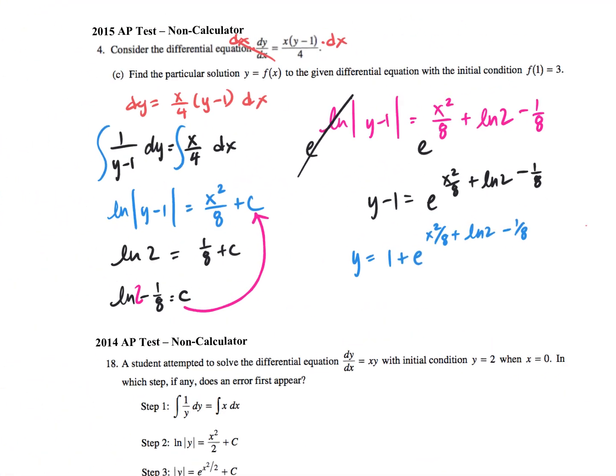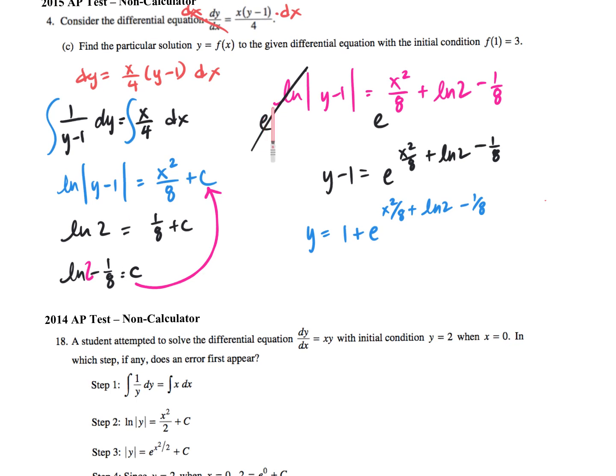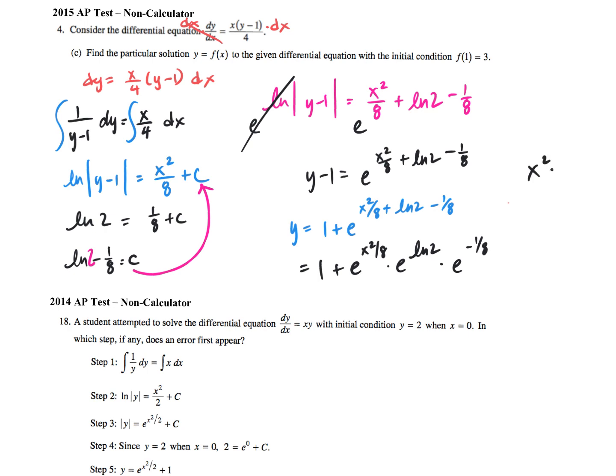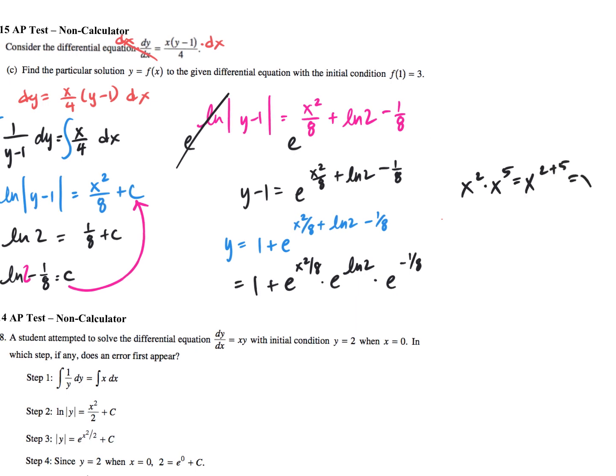I just want you to know, do you agree right here, when we had an E to the natural log, they canceled out and we were just left with y minus 1? So I'm going to show you something. This is equivalent to 1 plus E to the x squared over 8 times E to the ln of 2 times E to the negative 1/8. And you're like, what? Let's think about this real fast. What's x squared times x to the 5th? X to the 7th. Isn't it really x to the 2 plus 5, which is x to the 7th? So is this equivalent to that? I just broke that down.